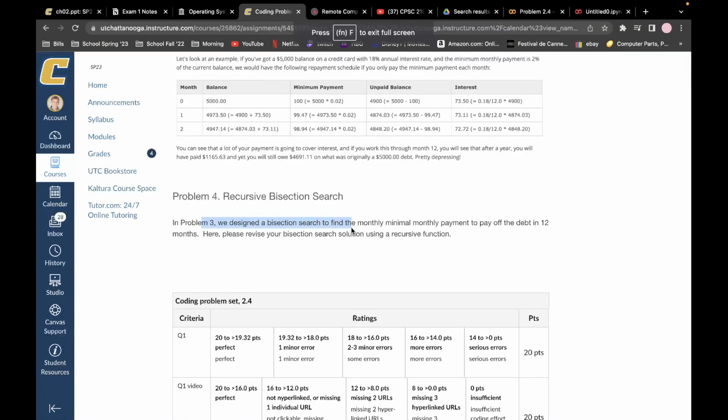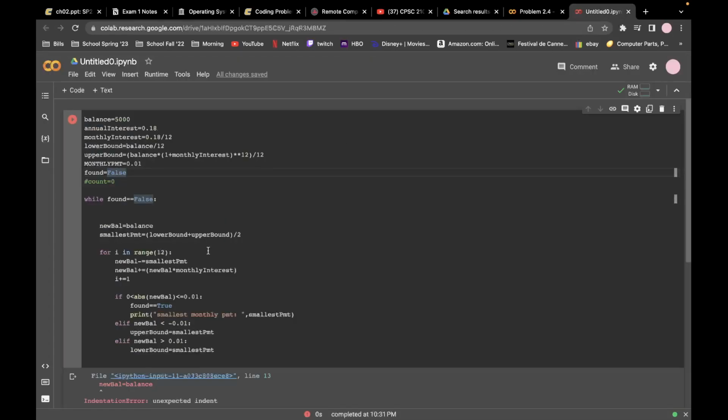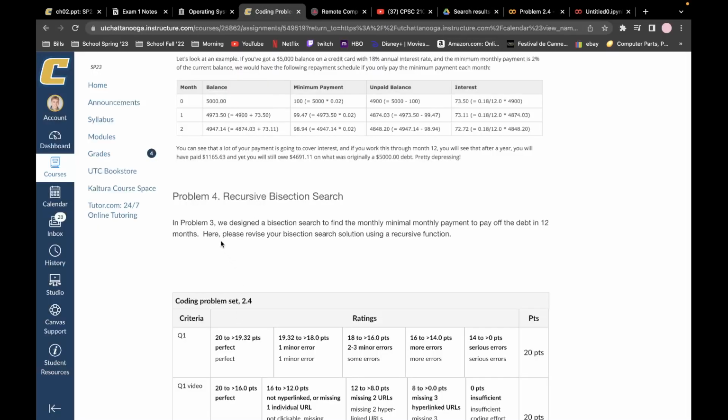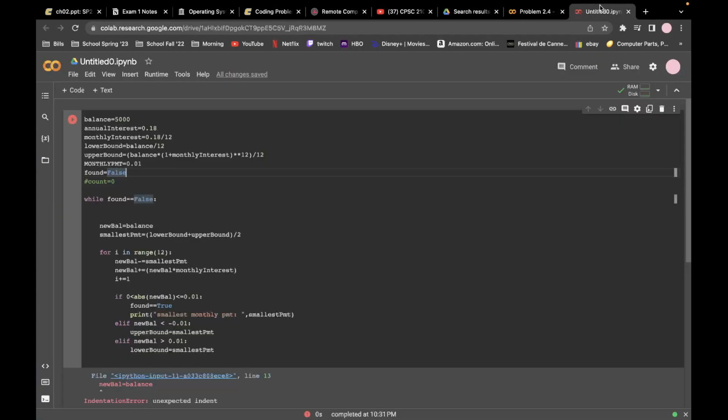Problem 2.4 is based on the algorithm that we developed in 2.3. So I went ahead and pulled that up to use as reference for this one. And it basically just says to convert it using a recursive function. So I'm going to take a few of these instance variables here as inspiration.